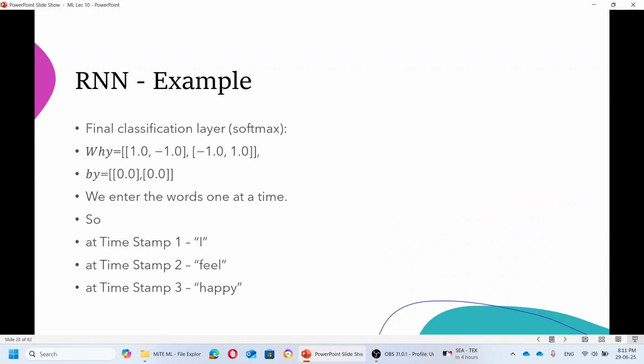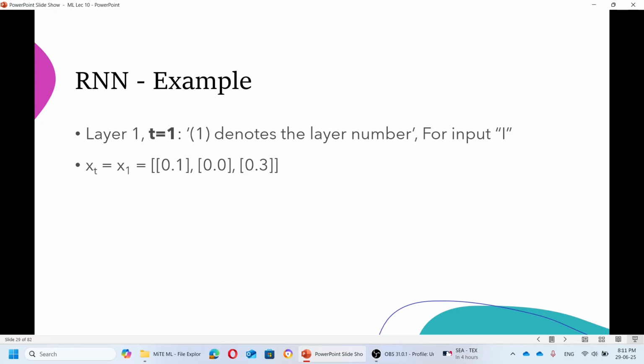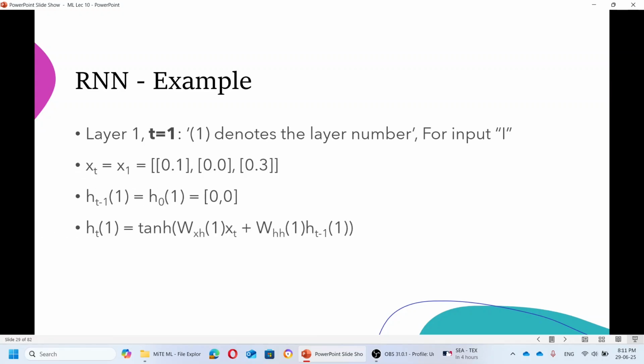So as I told you, we enter the word one at a time, at a time stamp or time step. Whether you call it time stamp or time step doesn't really make a difference. For example, at the first time step we have got I, on the second time step we have got feel, and then on the third time step we have got happy. Whether we start the index from 0 or 1 doesn't really make a difference. It is one and the same thing. The only thing is that we do it step by step.